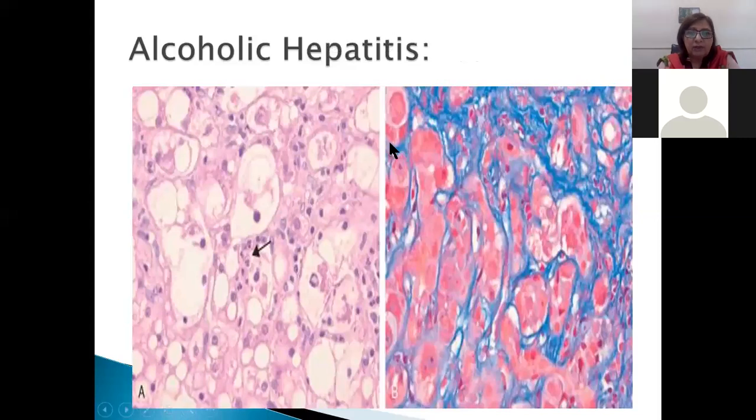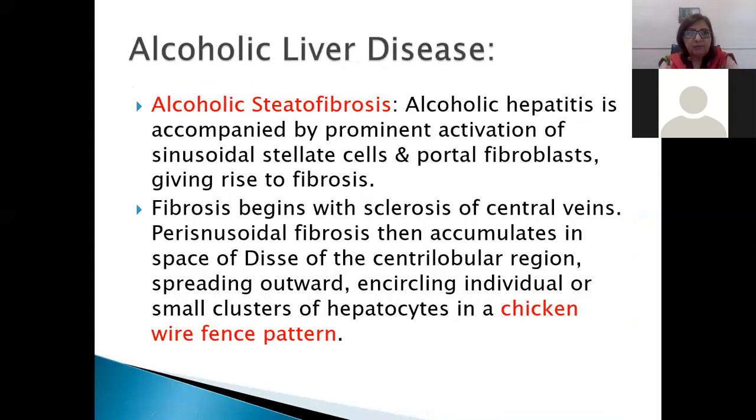I told you about the Mallory-Denk bodies. If you can see, these are the pinkish material present within the hepatocytes, and these are all ballooned cells which contain fat and proteins in them. And you can see bluish areas; these are fibrosis present in between. You can see normal pink hepatocytes. These are the areas of fibrosis which are present in the trichrome stain.